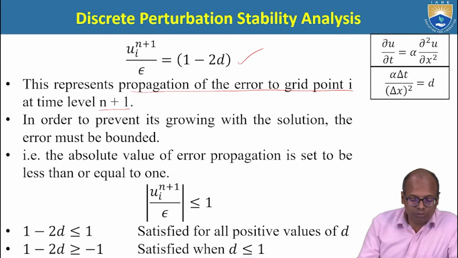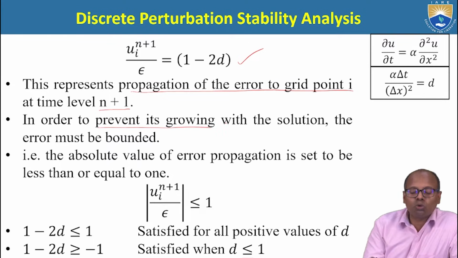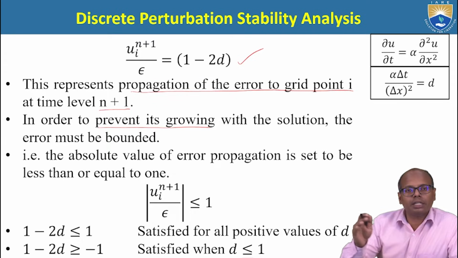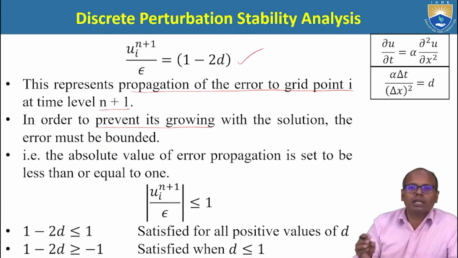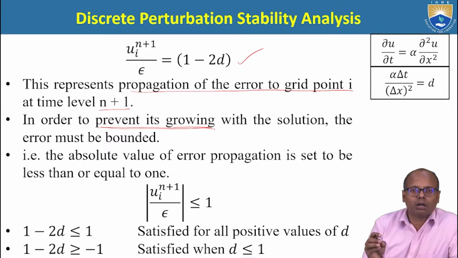Now what do I have to do? I have to prevent the growth. The definition of stability, or a stable solution, is that the error should decay with time or with iterations. As the solution progresses, the error should decay. That is the meaning of a stable solution. So I have to prevent the growth of error with the solution. For that I need some condition to be applied. So what is the condition?